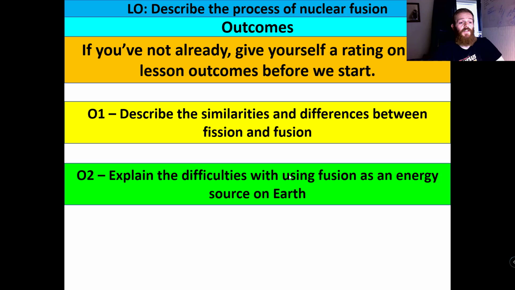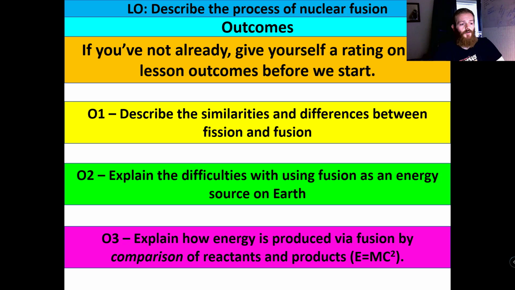Outcome number 2, explain the difficulties with using fusion as an energy source on Earth. Do you already know that? If you do, give yourself a bit of a rating in your head. And then outcome number 3, explain how energy is produced via fusion by comparison of reactants and products, and I've put in brackets E equals mc squared. So if you know all about that, then obviously give yourself a little thumbs up or 5 stars or whatever you want, before we get started.